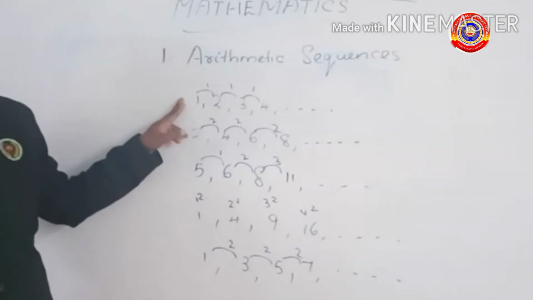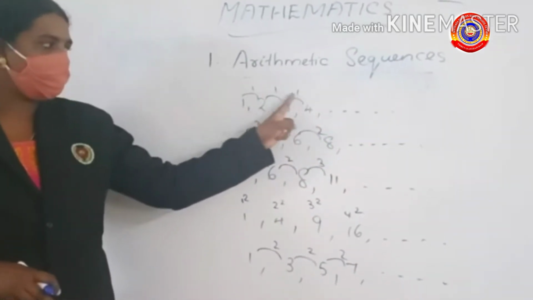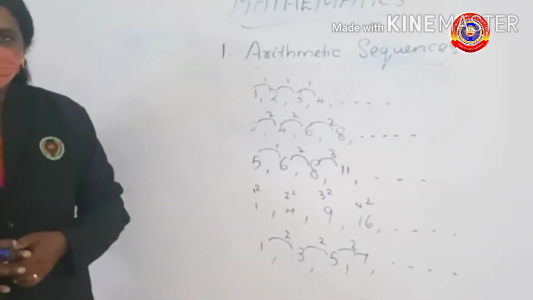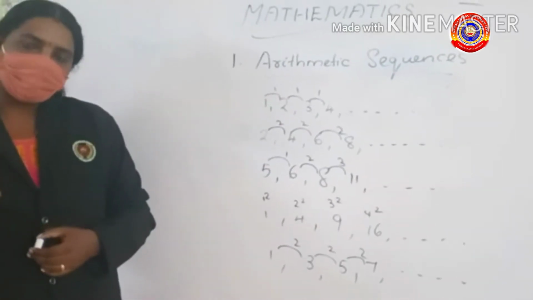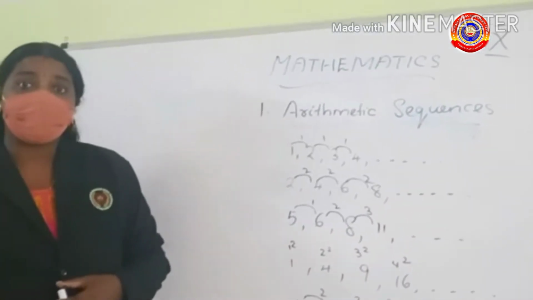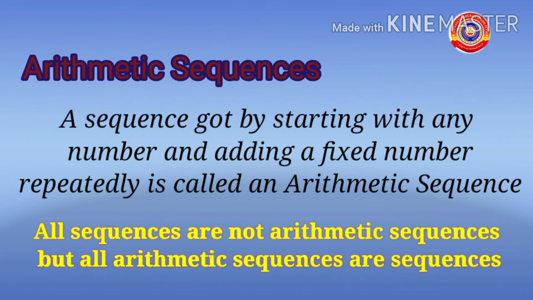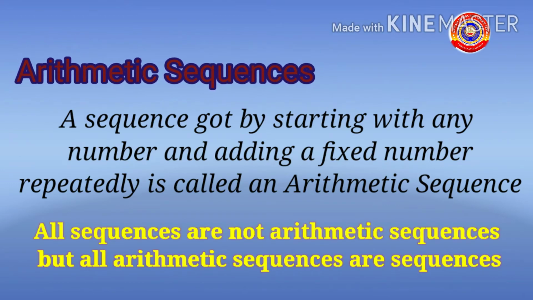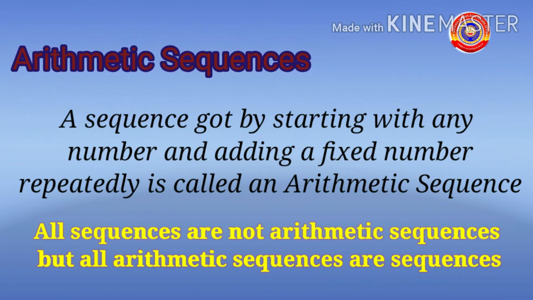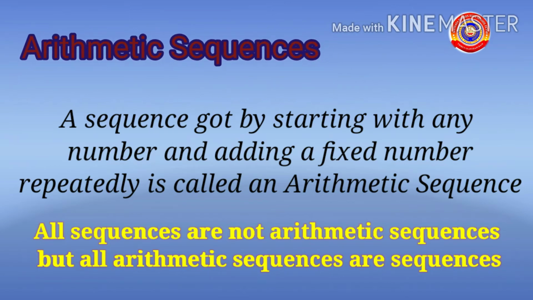Go through all these sequences. We understood that in some sequences a fixed number is added again and again to get the sequence. A sequence got by starting with any number and adding a fixed number repeatedly is called an arithmetic sequence. All sequences are not arithmetic sequences, but all arithmetic sequences are sequences.